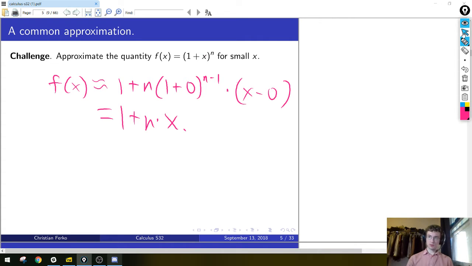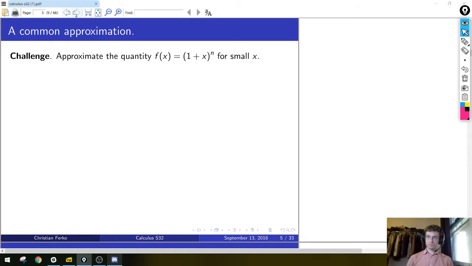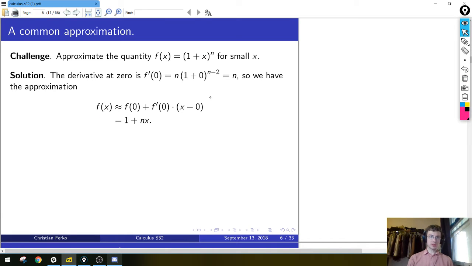Good, okay. All right, so I think I have the solution here. Yes, good. That's a typo, n minus 1, not n minus 2. But indeed, the derivative at 0 is n times something which is 1, which is n. So as you told me, f of x is approximately f of 0, which is 1, plus the derivative, which is n times x. So 1 plus x to the n is roughly 1 plus nx.